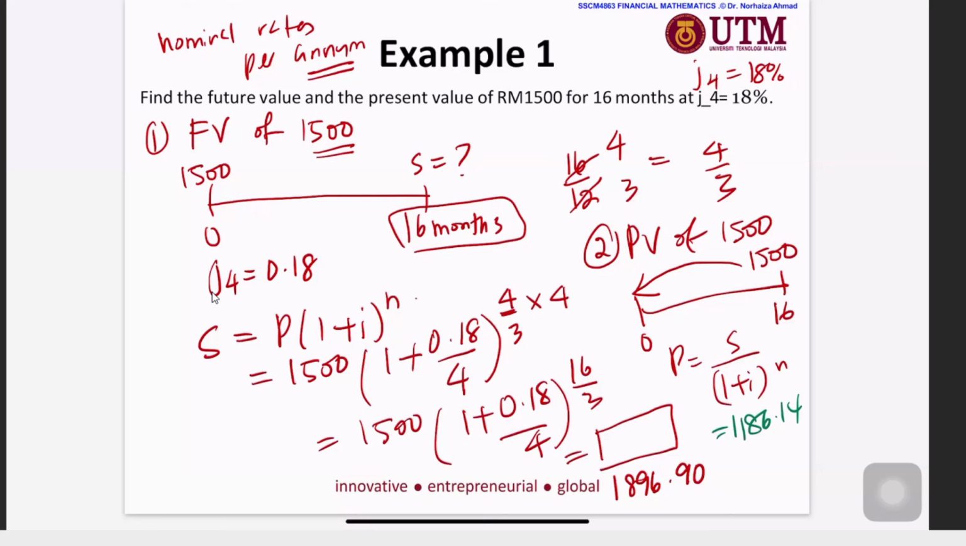Doktor, for the one just now where we want to find P, S is the same as the answer 1896.90, right? Then 1896.90 divided by 1 plus I, for that I do we use 0.18/4 again? Yes. But this S is not the 1896.90. Now your S is changing. Now it is 1500. Because now the question asks you the present value of 1500. That's why I wrote this statement again, PV of 1500. So that means this one should be your S now.